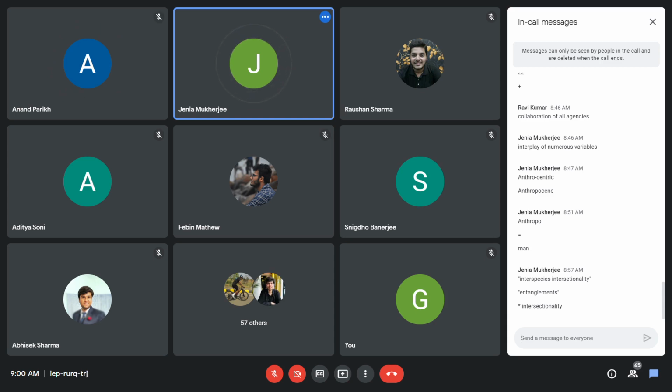Okay. All right. So tell me, Ravi talked about a collaboration of all agencies, and then I am saying entanglement. So do you see a connection between what Ravi said and what is entanglement? Is there a connection between entanglement and collaboration of agencies?